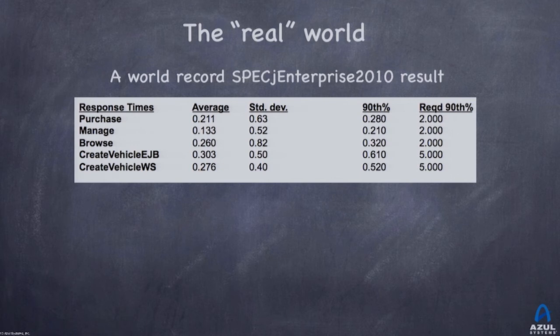You can see the averages there. You can see the standard deviations. You have the 90th. The only actual requirement here is the 90th percentile. And you can see the requirements next to it. So at this very high 10,000 transactions a second kind of thing, this benchmark is beating the 90th percentile requirement almost by an order of magnitude. It's very interesting. Very, very impressive.